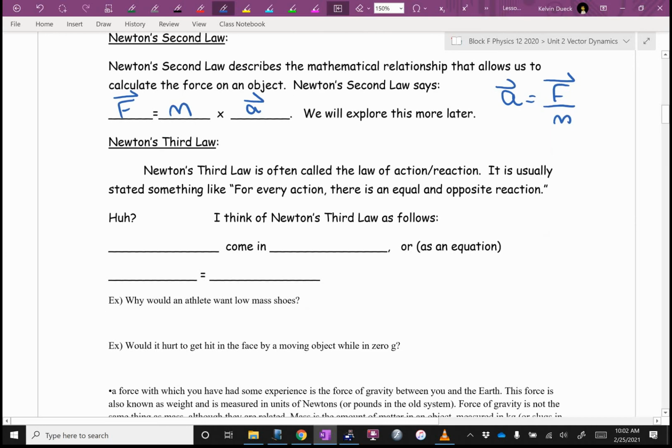Newton's third law is often called the law of action-reaction. It's usually stated something like, for every action there is an equal and opposite reaction, which I've always found confusing. What's Mr. Dewick's version? Forces come in, I'm going to add one more word. Instead of forces come in pairs, I'm going to say they come in opposite pairs.